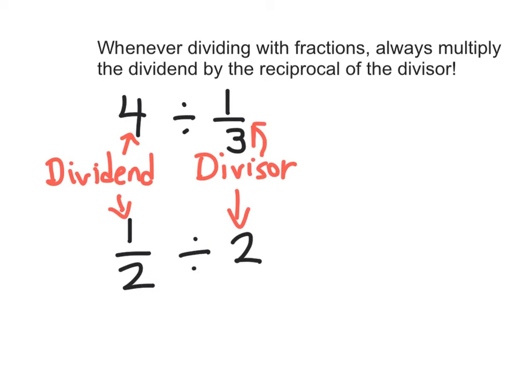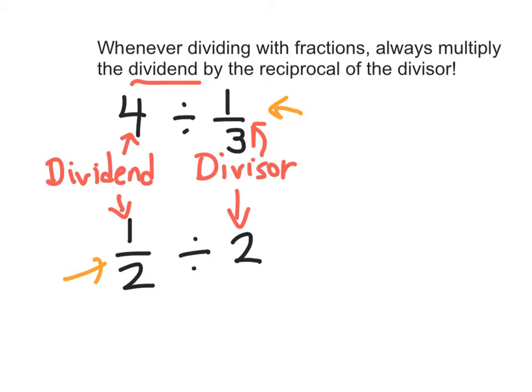Now notice that the first number is called the dividend. That's the number that's being divided up. And then the number that comes after the division symbol is the divisor. That's the number that's dividing into the dividend. So it doesn't matter if you have a fraction as your dividend, like this problem down here, 1/2, or if you have a fraction as the divisor. In either case, you would multiply by the reciprocal in order to work this out.